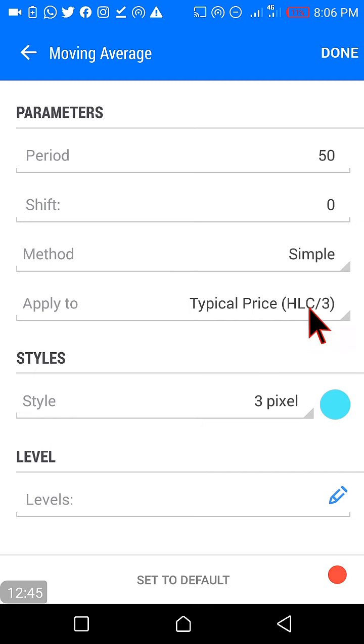So if any indicator, any strategy is telling you apply to the typical price, this is exactly what it's going to do. It's going to take the high value, take the low value, and the close value, add them all together divided by 3. And that's the value it's going to pick. So you see that you can have a moving average of period 50 shift 0 and method, simple, but not get the same if you are applying it to this as you are applying to just close or open.